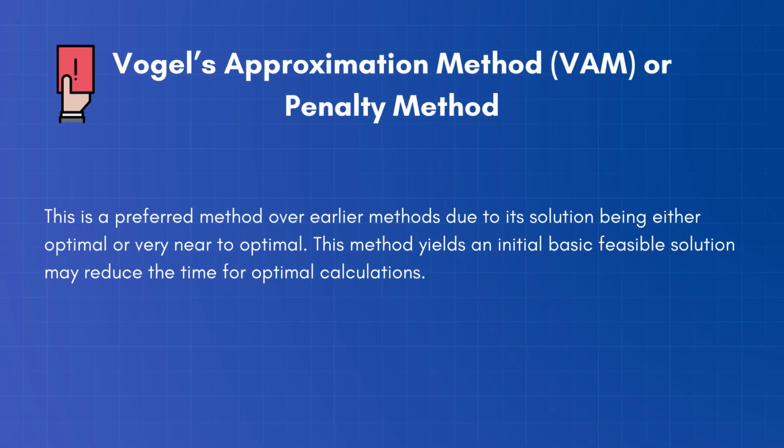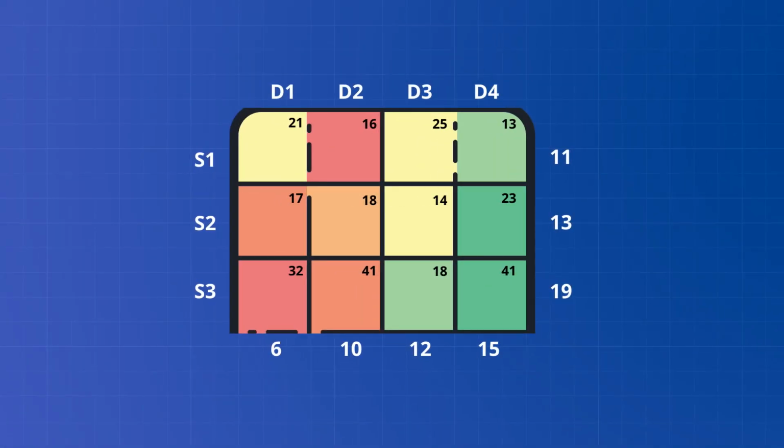Vogel's approximation method, or penalty method, is a preferred method over earlier methods because its solution is either optimal or very near to optimal. This method yields an initial basic feasible solution which may reduce the time for optimal calculations. The various steps involved in this method are explained in the attached PDF. Kindly go through it before attending this lecture.